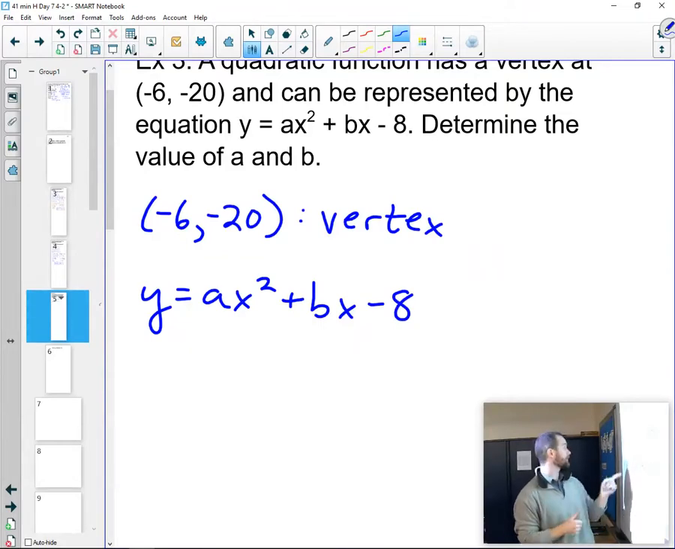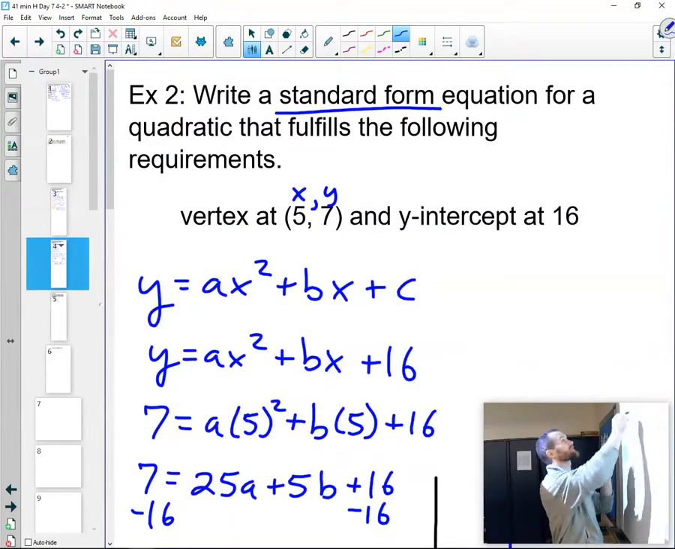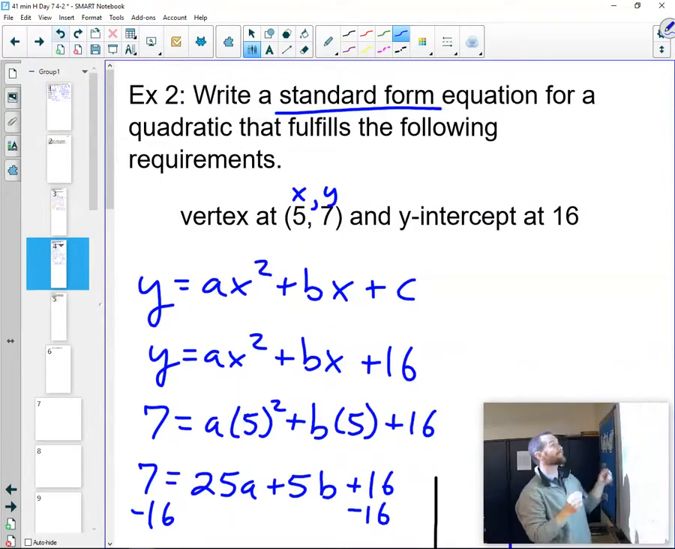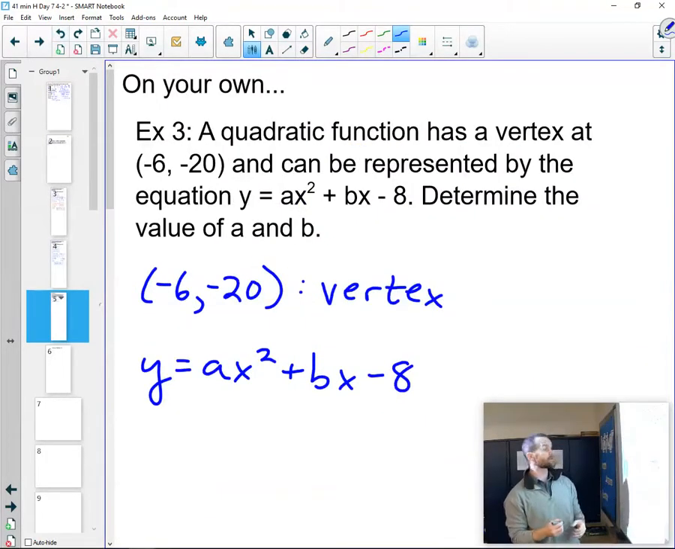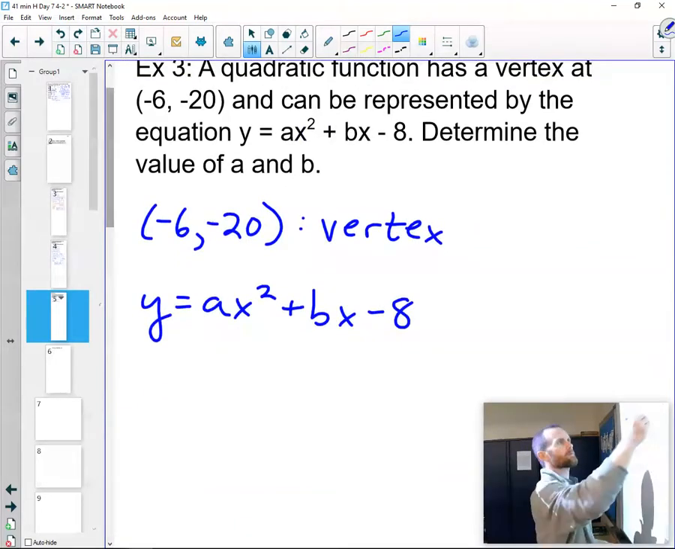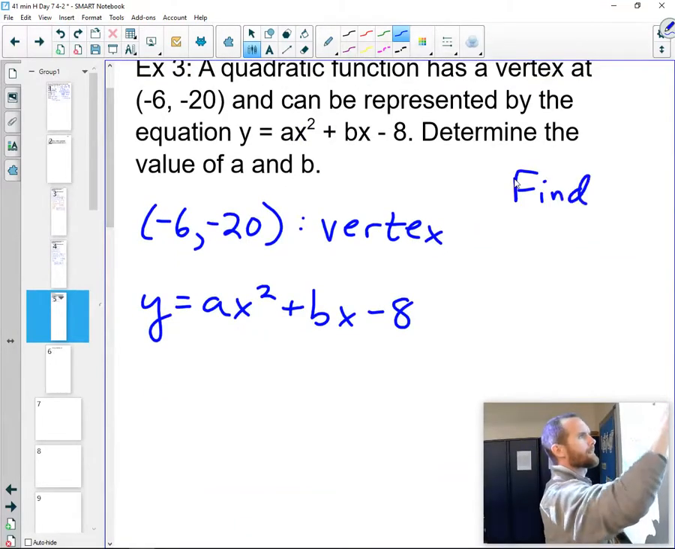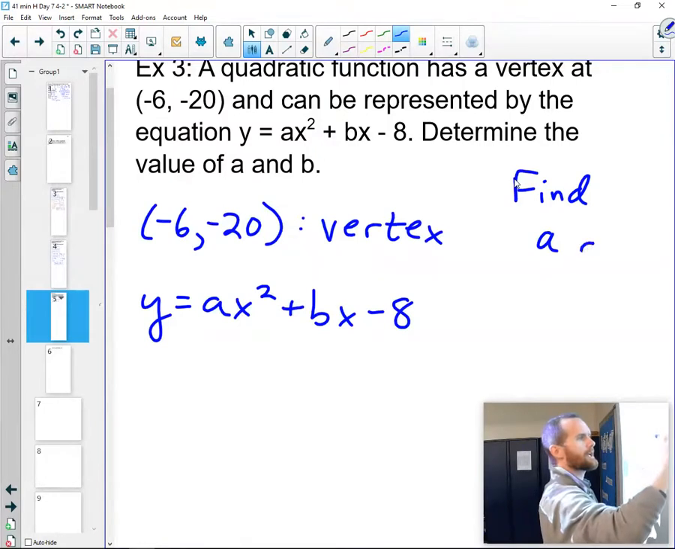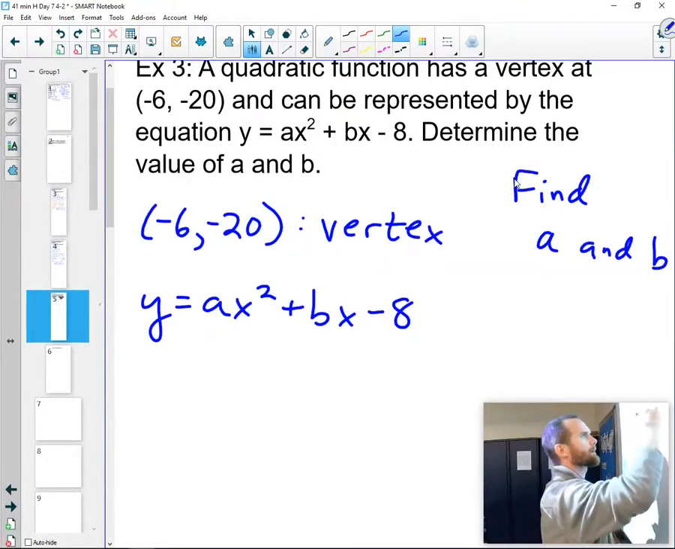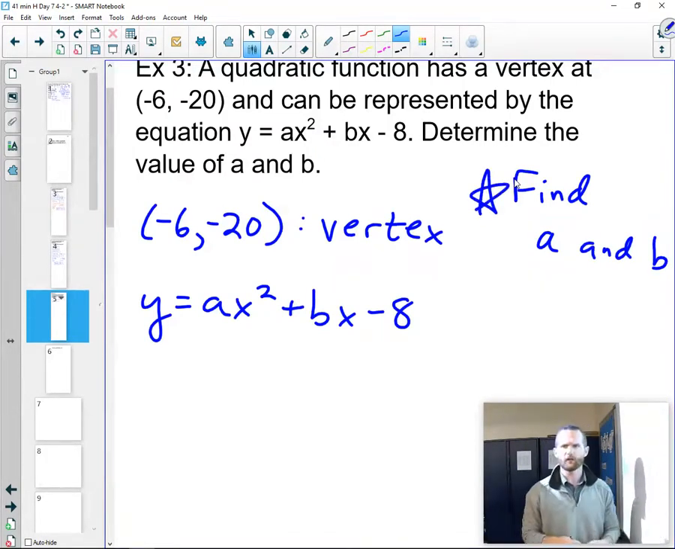So this is a little different. They're not asking us for a standard form equation. They're just asking us for a and b. So all we have to do is find a and b. So tell you what, to emphasize that, right here, I'm going to put find a and b. I'm going to put a star by that in case I forget what we have to find. That's a sort of a trick I developed in college.